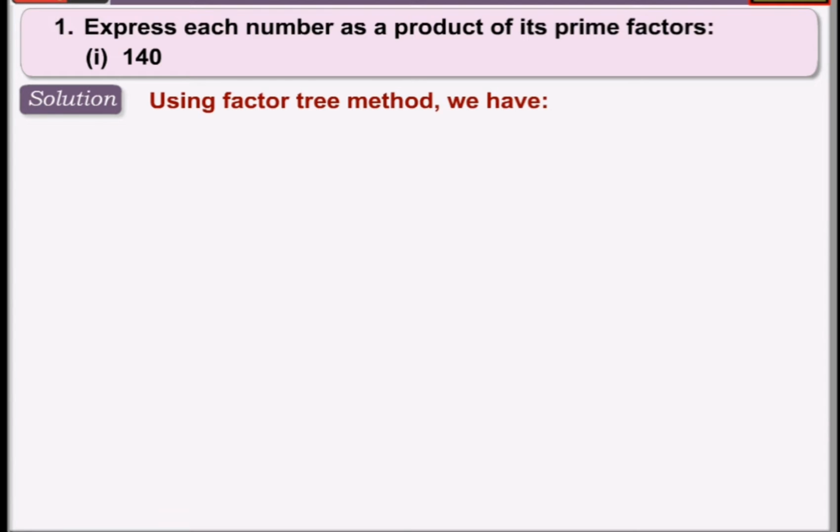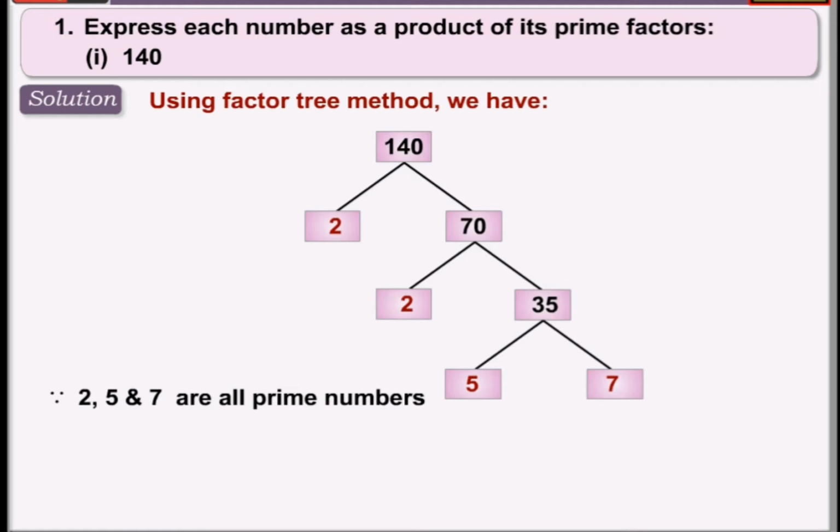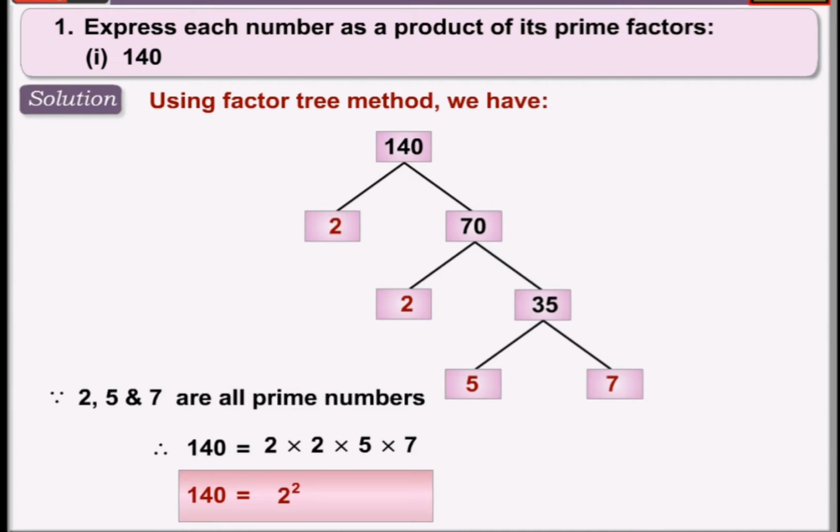Solution. Using factor tree method, we have factors of 140 are 2 and 70. Further, factors of 70 are 2 and 35. Factors of 35 are 5 and 7. Since 2, 5 and 7 are prime numbers, therefore 140 is equal to 2 into 2 into 5 into 7. Therefore 140 is equal to 2 square into 5 into 7.